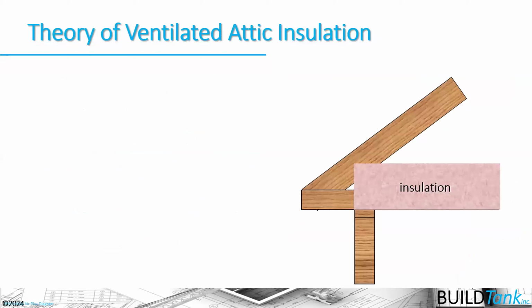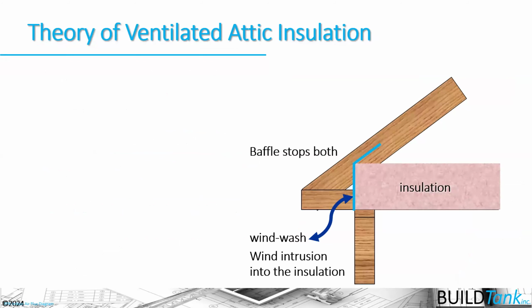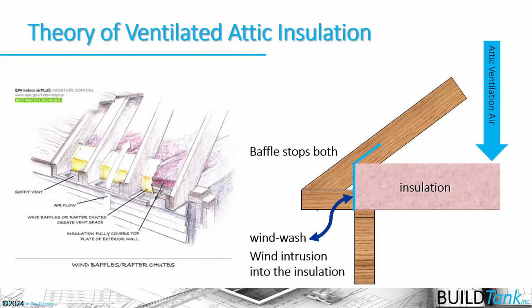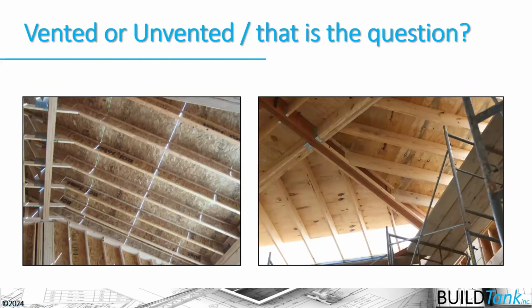So our ultimate objective here is that we stop wind washing and wind intrusion in the insulation, that we move the ventilation air up and over the insulation. And if the ventilation air is going to drop into the insulation, it's going to drop into the top quarter of the insulation and not get all the way down to the drywall level that's separating conditioned space from the ventilated attic. And we continue to maintain that stagnant pocket of air there.